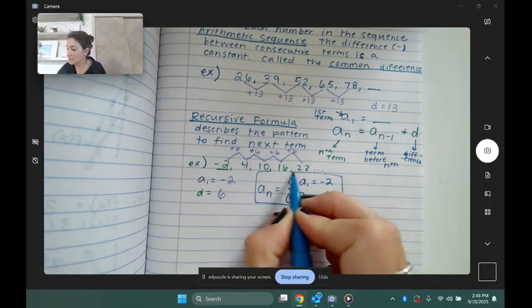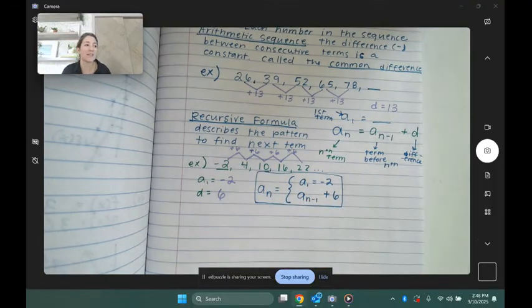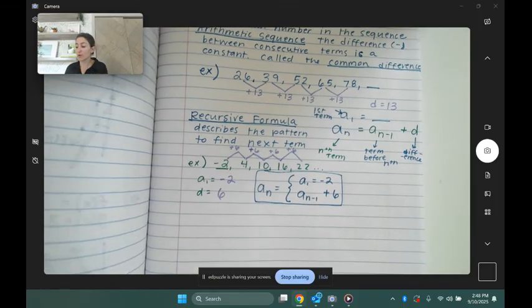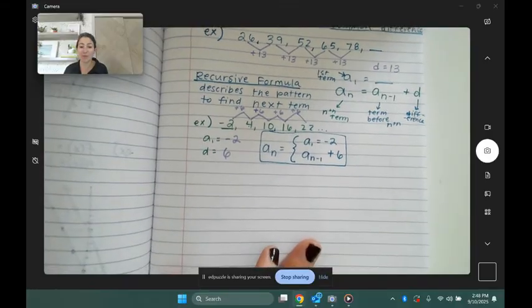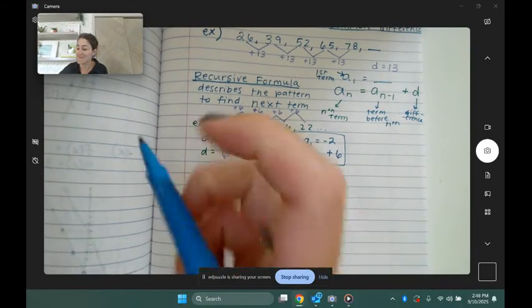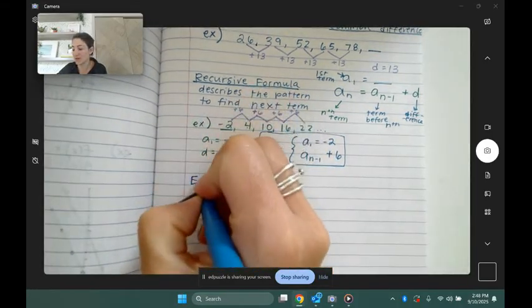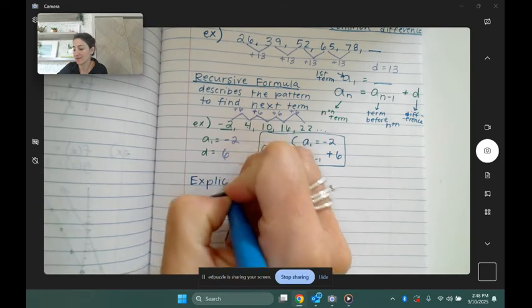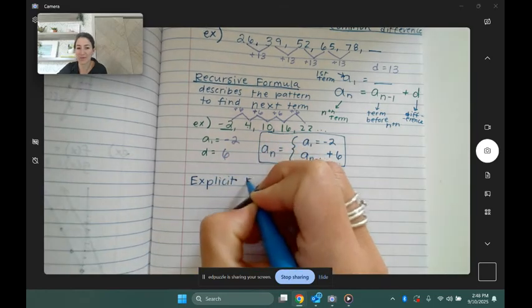Now, I don't love a recursive formula because you have to know the term before it. So if I said, find the 80th term, you'd have to find the 79th term. And if I said, find the 79th term, you'd have to find the 78th term. And you'd have to go step by step by step. So in my opinion, the recursive formula is great to help you find a pattern, but the explicit formula is more useful day to day.